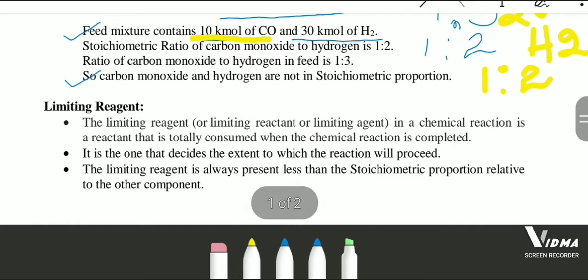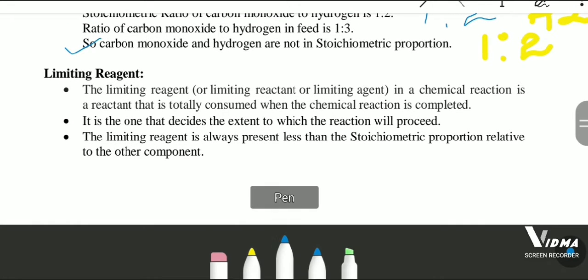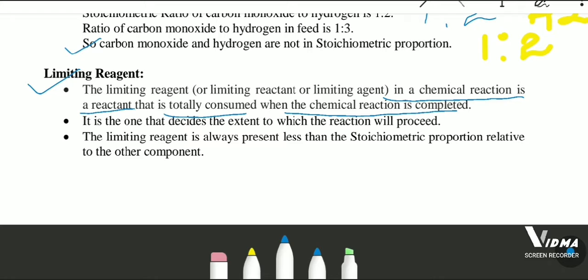Now let's come to another definition, that is limiting reagent. A limiting reagent or limiting agent in a chemical reaction is the reagent that is totally consumed when the chemical reaction is completed, or it is the one that decides the extent to which the reaction will proceed, or in other words, it is always present in less than the stoichiometric proportion relative to the other component. So the limiting agent is an agent that is present on the reactant side.